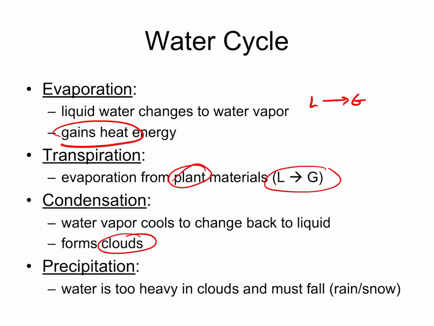Condensation, this is happening in the clouds. This is when we are going back to liquid. All right, so this is gases back to liquid. Then the water droplets form around those dust nuclei that we've spoken about. Then it gets too heavy and then falls. All right, so this is going to be your rain, snow, sleet, hail, water coming down.